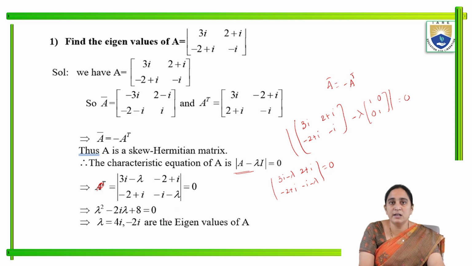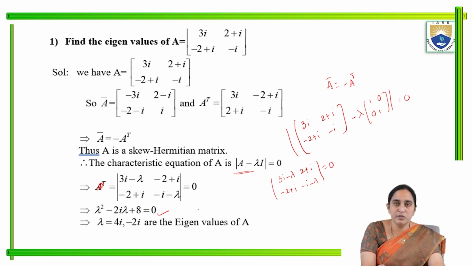Now find the determinant. From the determinant we directly get the equation lambda square minus 2i lambda plus 8 is equal to 0. For a 2 by 2 matrix, how do we find the determinant? Take the cross multiplication of these entries. After simplification we get lambda square minus 2i lambda plus 8 is equal to 0. What are the roots? Lambda is equal to 4i and minus 2i, the eigenvalues of A.